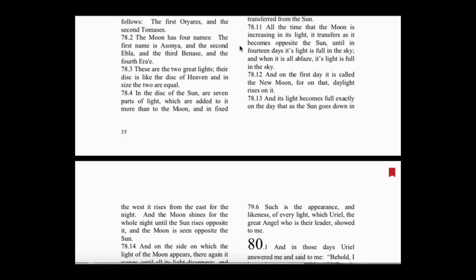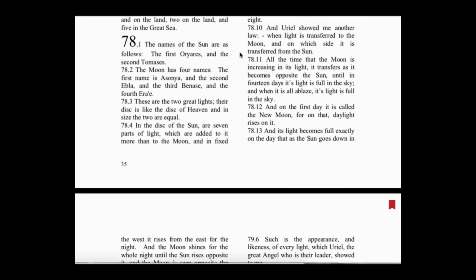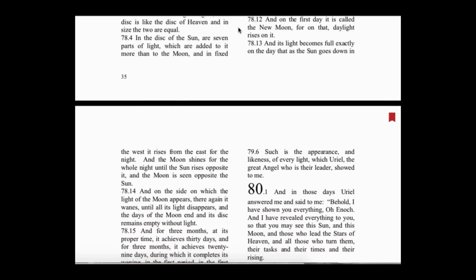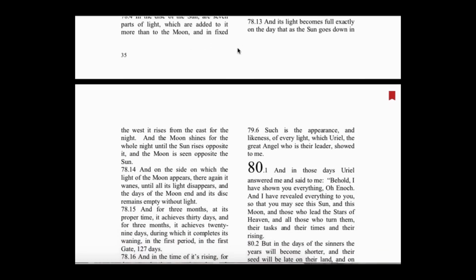Point number 78.11 says how the moonlight and sunlight are opposite, and the moonlight is full in the sky on the 14th day of the month. Then it describes the process of the whole month. So 78.12 is talking about the beginning of the month. The first day is called new moon. The new moon doesn't have any light, so the daylight rises on it, so the daylight covers it. And then the light becomes full on the day.